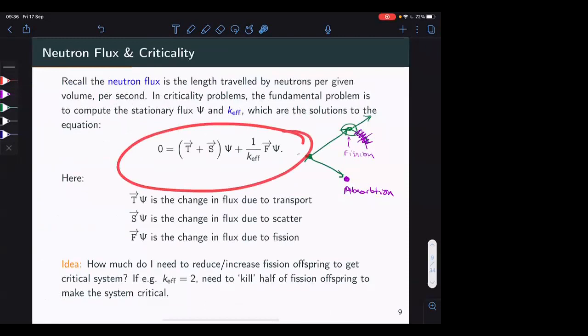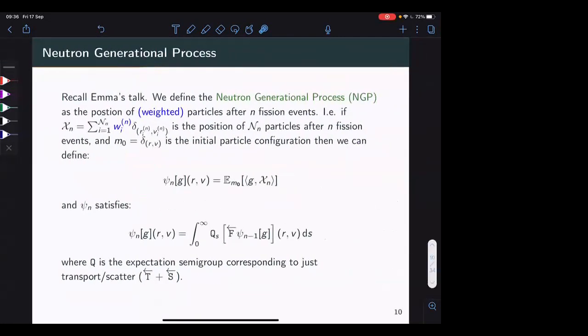So this is the equation we want to solve. Mathematically, Emma did most of the heavy lifting yesterday. The key thing we want is this neutron generational process. A lot of what Emma talked about was in time. I'm going to talk about the generational process, which means I look at the positions of potentially weighted particles after n fission events. So if I start off with what I think of as a sum of Dirac measures mathematically, just point measures where all of my particles are.